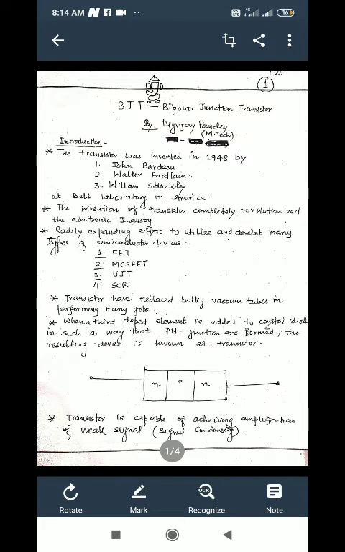Transistor has replaced bulky vacuum tubes in performing many jobs. The size of a transistor is very small and tiny as compared to the vacuum tubes.